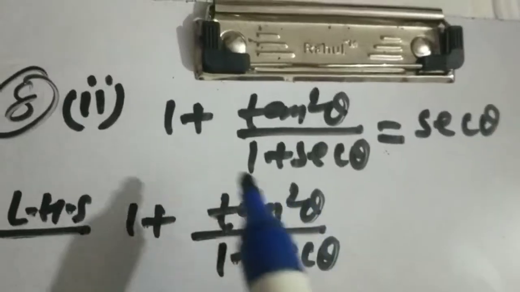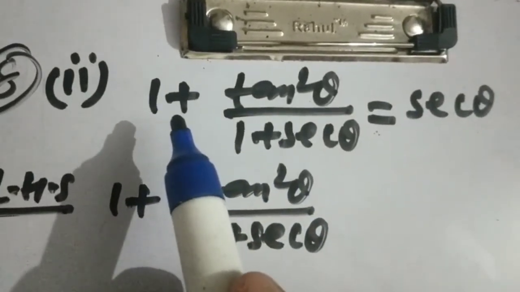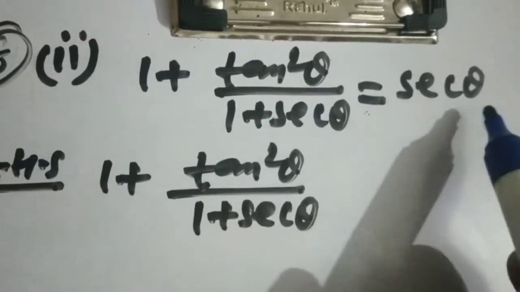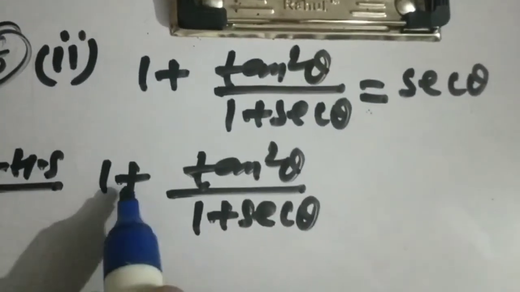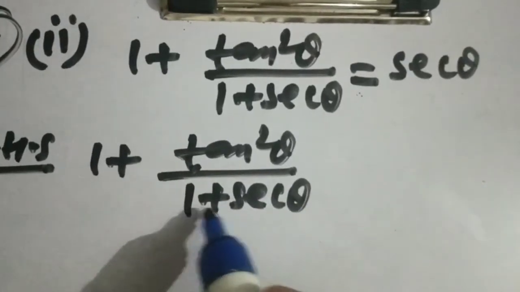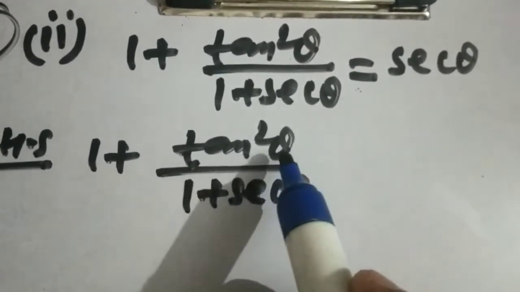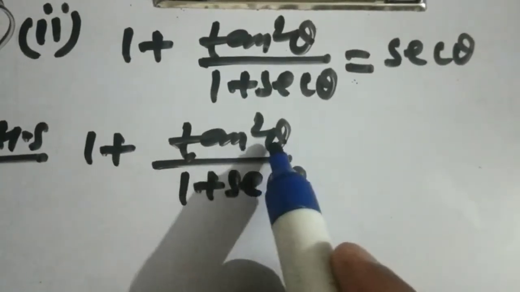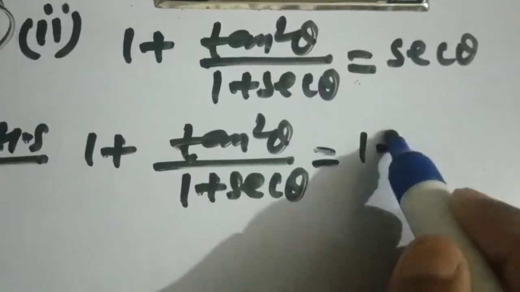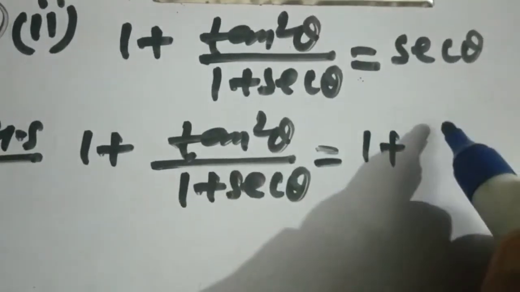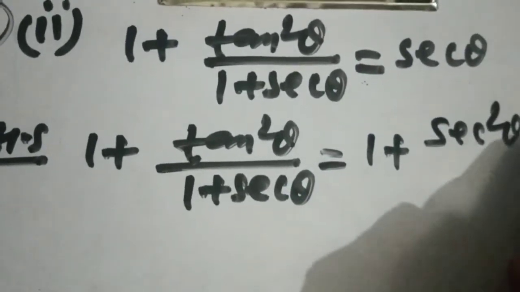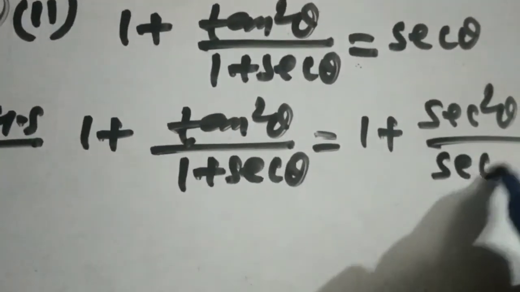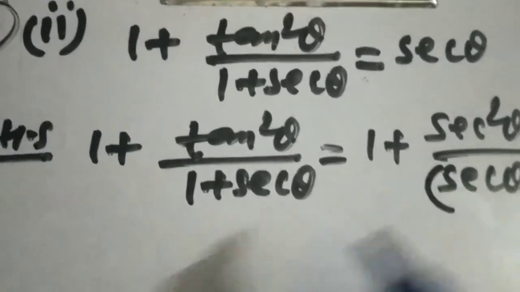Now let us see the second question of question number 8. You have to prove that (1 plus tan square theta) upon (1 plus sec theta) is equal to sec theta. So LHS is (1 plus tan square theta) upon (1 plus sec theta). Now there is an identity: tan square theta is equal to sec square theta minus 1. So it will be sec square theta minus 1 upon 1 plus sec theta, or sec theta plus 1.